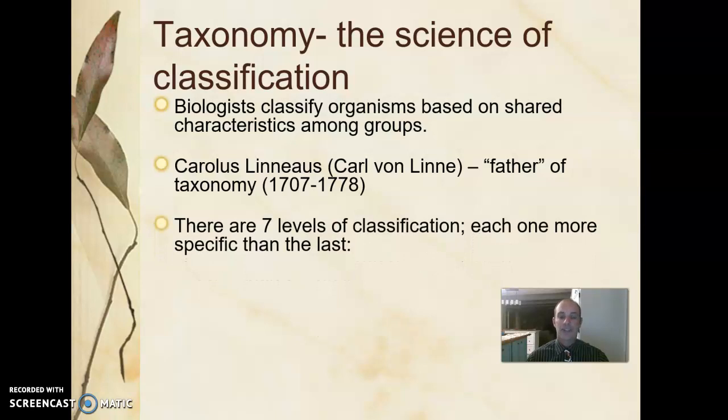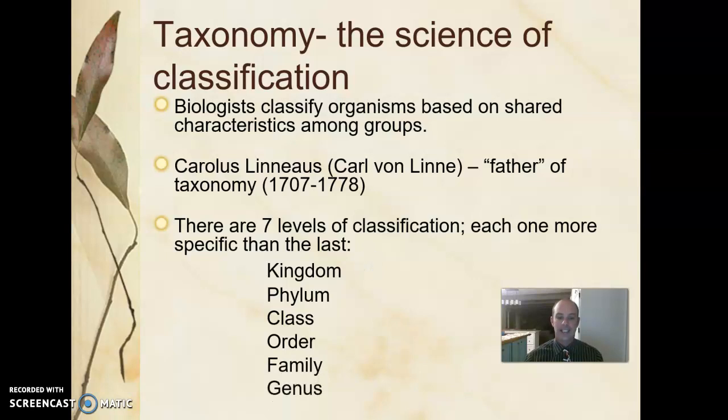There are 7 levels of classification, each one more specific than the last. A lot of organisms are grouped into the first part, which is kingdom, and as we get all the way down to the bottom, which is species, it gets very, very specific. So here they are: kingdom, phylum, class, order, family, genus, and species. I'll show you a mnemonic to remember that in a little bit.